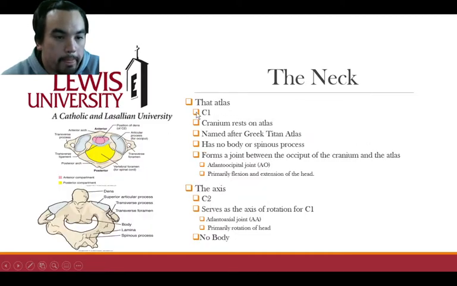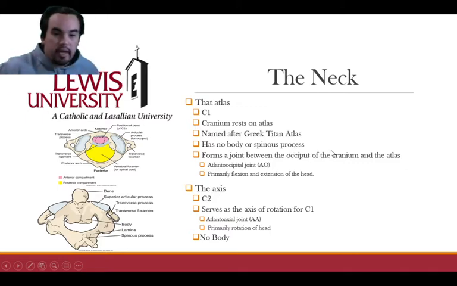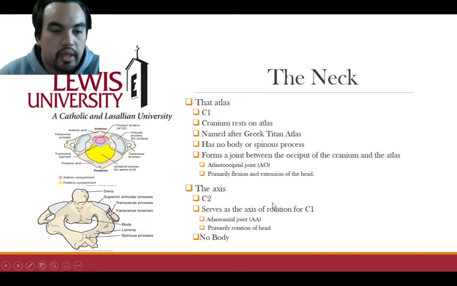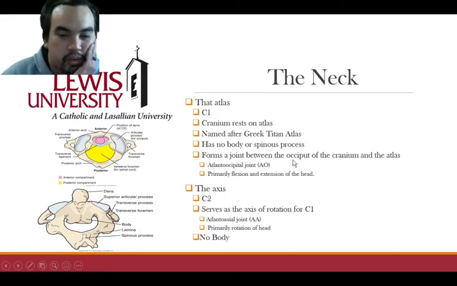So the atlas. C1 is called the atlas, and if you look at it, the cranium rests on this atlas here. So it's very flat, okay? It's named after the Greek Titan Atlas. If you think of the guy holding the world on his back, that's what they're talking about here. This has no body or spinous process on it. It forms a joint between the occiput of the cranium and the atlas, and it's called the atlanto-occipital joint. It's primarily flexion and extension of the head that happens at this joint.